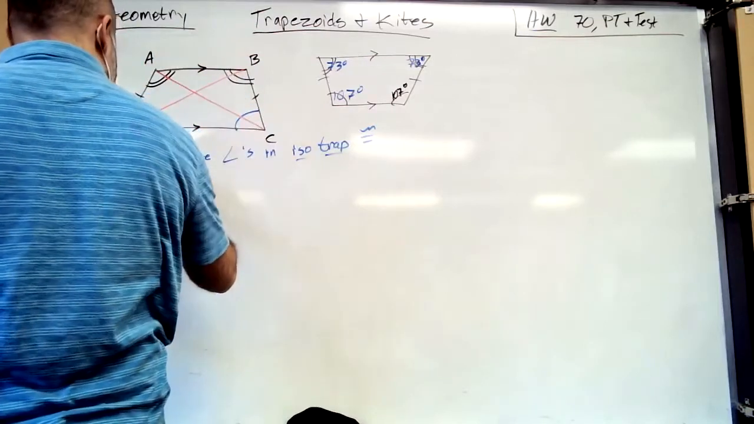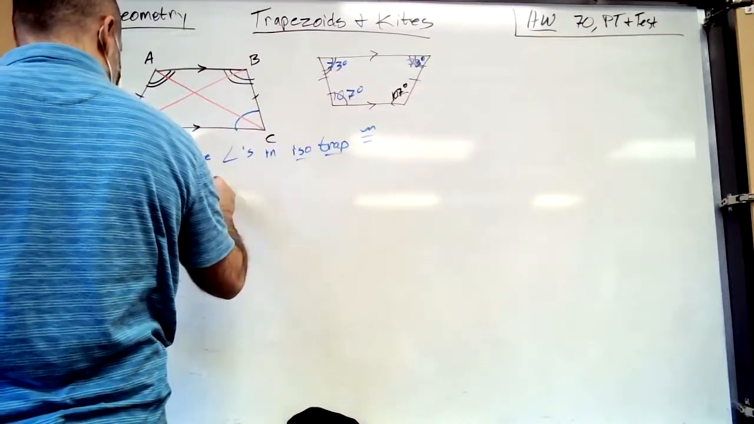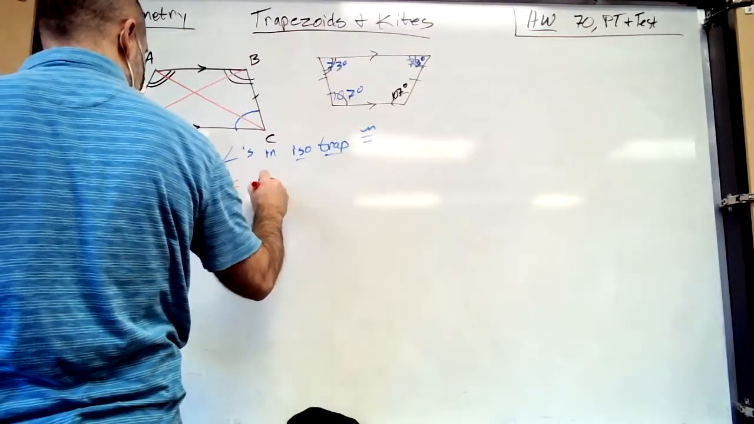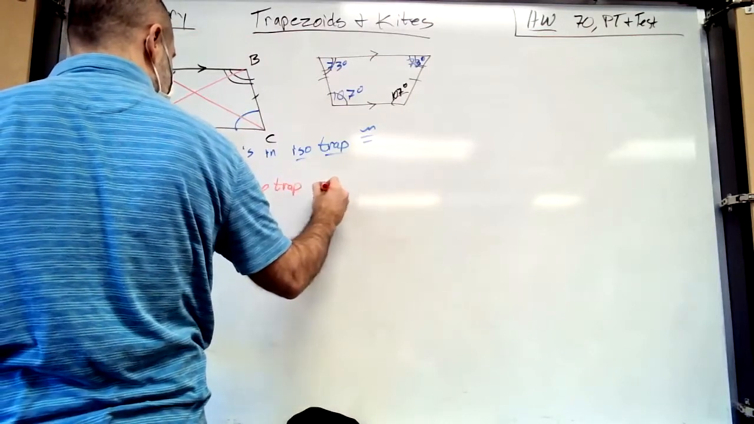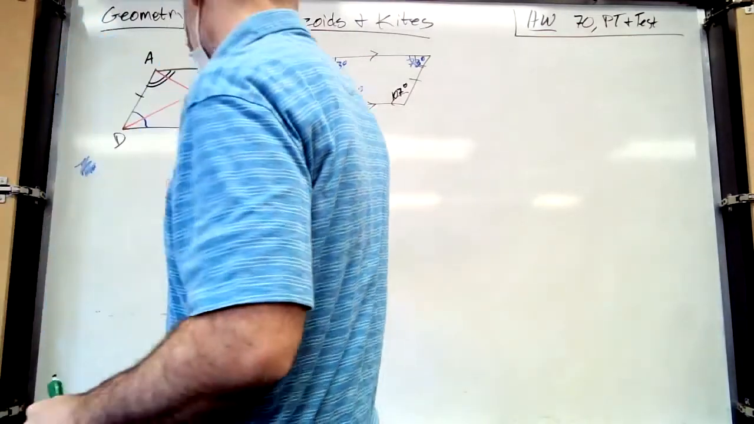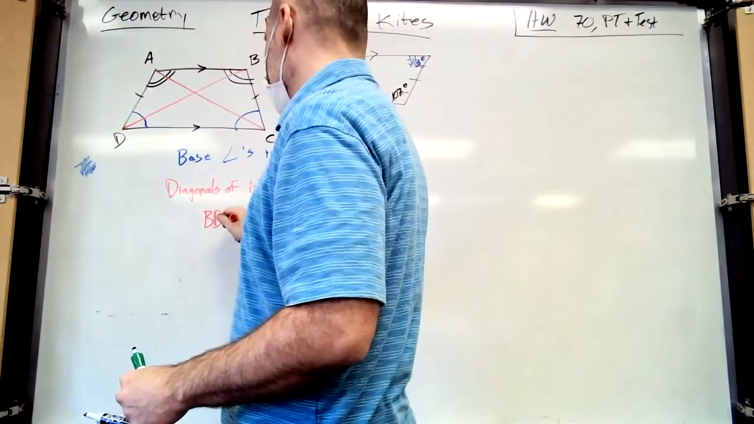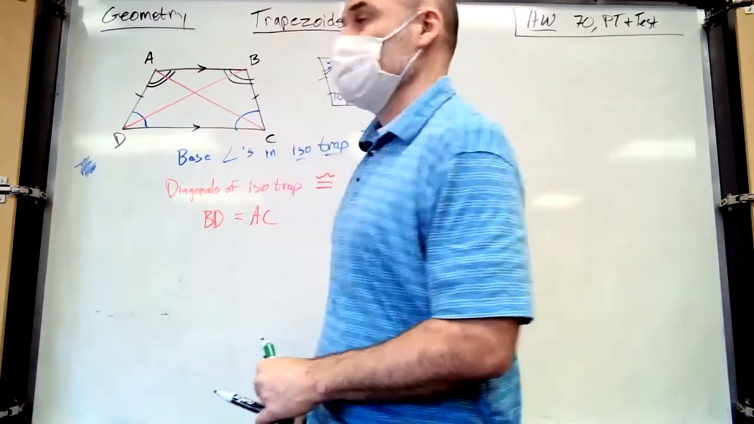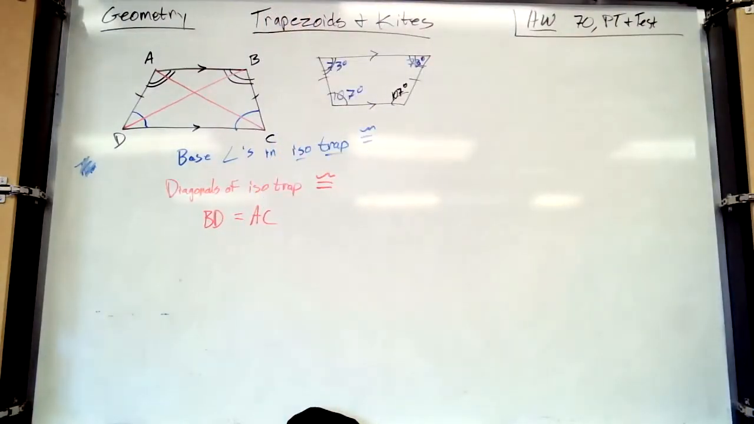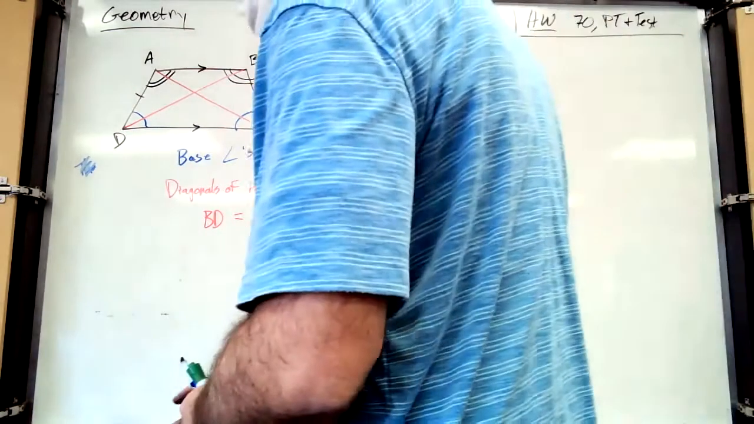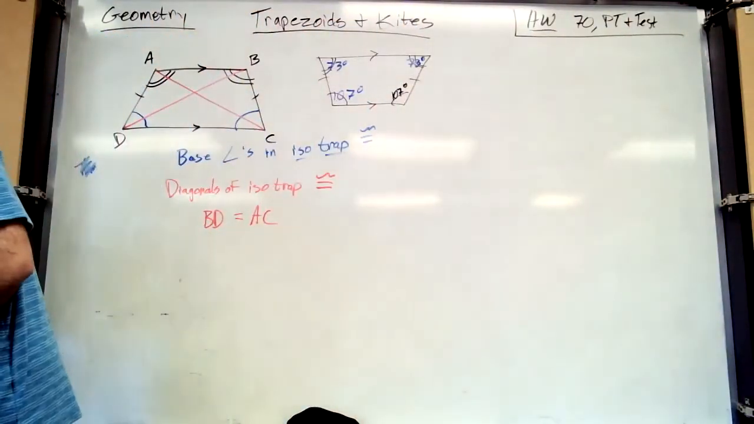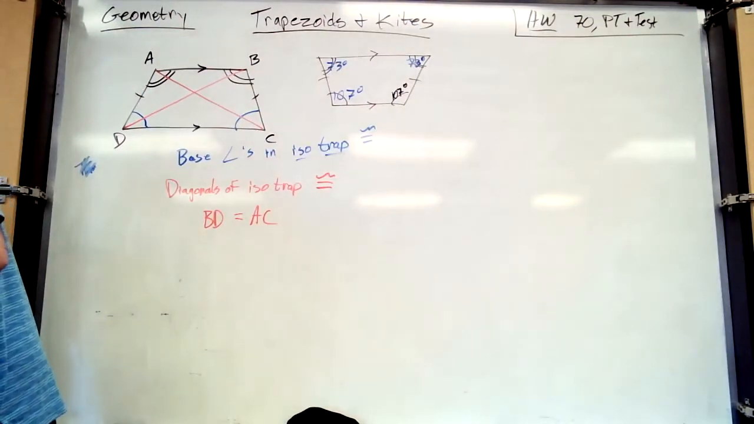So we can say diagonals of an isosceles trapezoid are congruent. So BD equals AC. Okay, again, your gut would tell you that. They look the same, so they probably are. Okay, good? So I think we've exhausted all the different cool things about an isosceles trapezoid, so let's move on to something else.